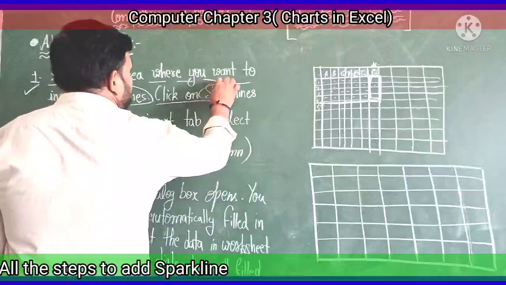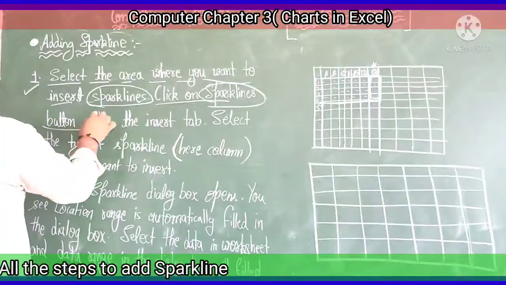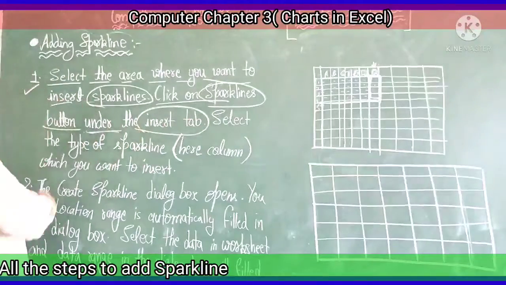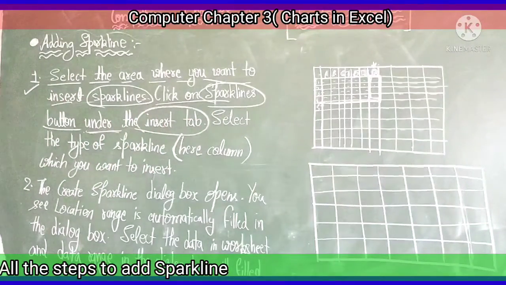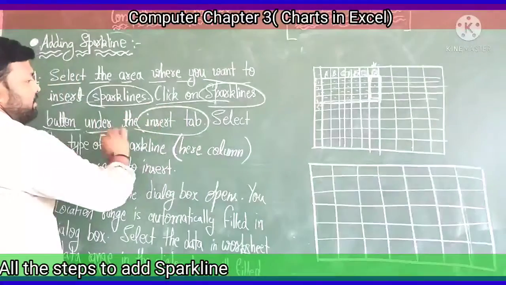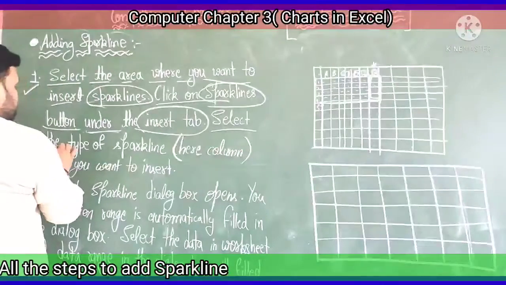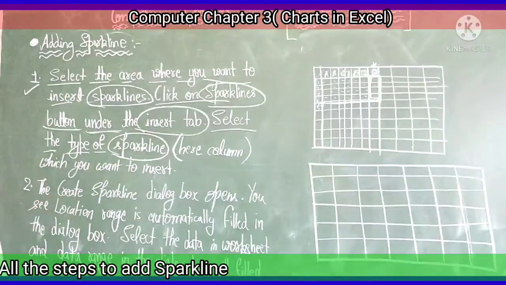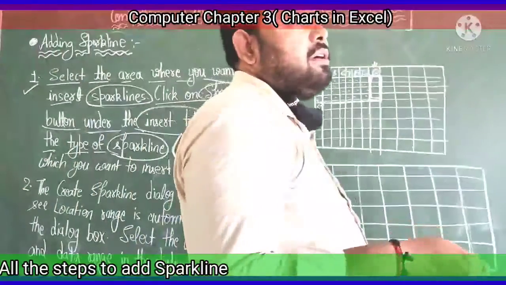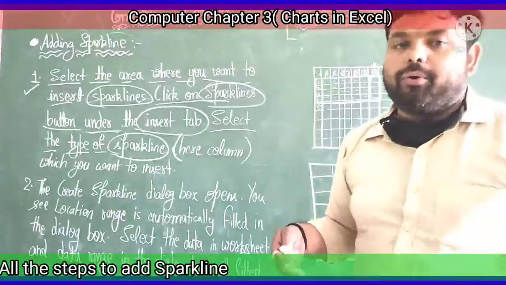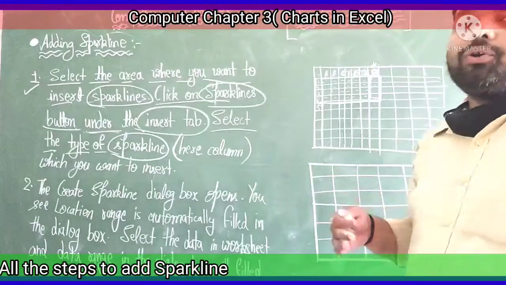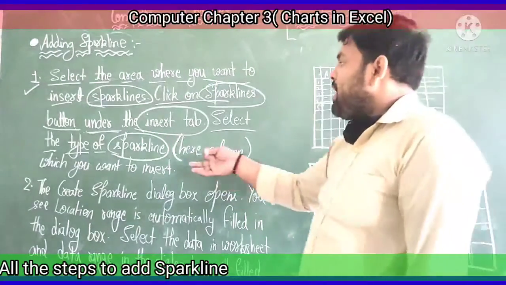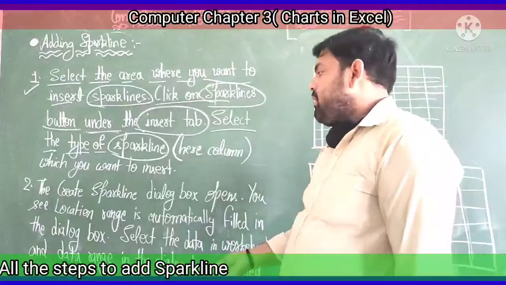Click on the sparkline button under the Insert tab. From the Insert tab you can click on the sparkline button. Select the type of sparkline. Sparklines have various types on the basis of layout, so according to your own requirement you have to choose the sparkline format or layout.